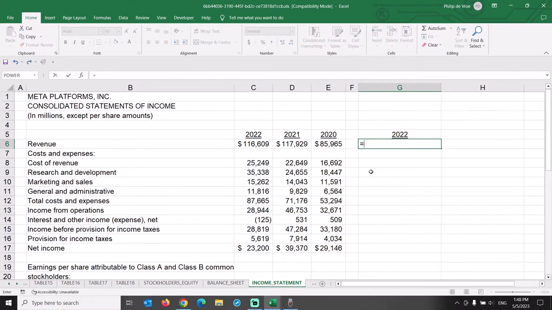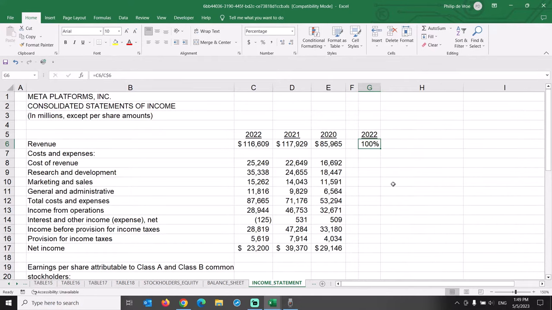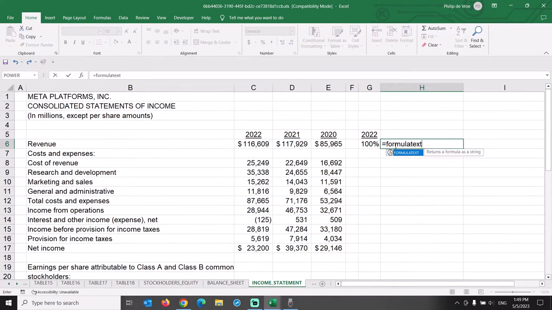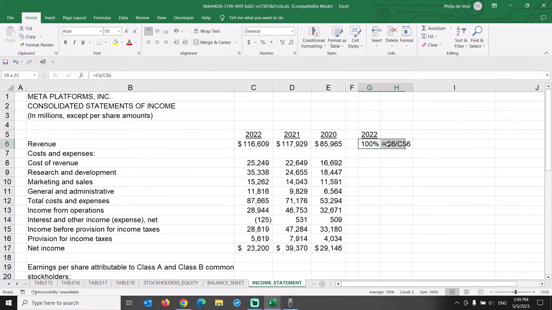The first Excel calculation that we insert in cell G6 is C6 divided by C$6. We want to express the outcome of that calculation as a percentage. I prefer to use a percentage with no decimals, or maybe maximum one decimal, to avoid being misleadingly precise. Then we put the formula used right next to this percentage using formula text. And then copy over the formula into rows 8 through 17.